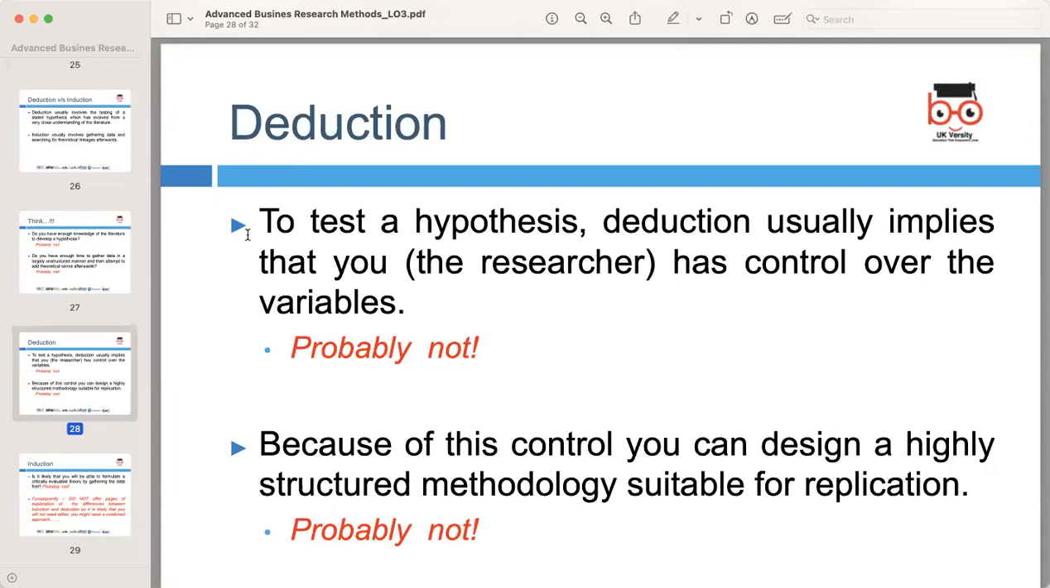Deductive reasoning involves making logical connections between premises and drawing conclusions based on them. These premises can come from a variety of sources, such as previous research, existing theories, or empirical evidence. So while control over variables can certainly be advantageous, it is not a requirement for using deduction to test a hypothesis.